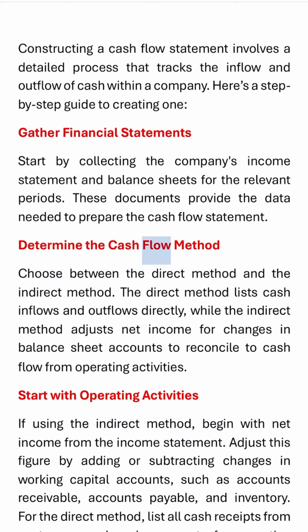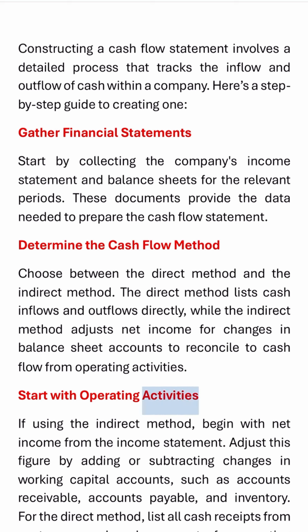Determine the cash flow method. Choose between the direct method and the indirect method. The direct method lists cash inflows and outflows directly, while the indirect method adjusts net income for changes in balance sheet accounts to reconcile to cash flow from operating activities.